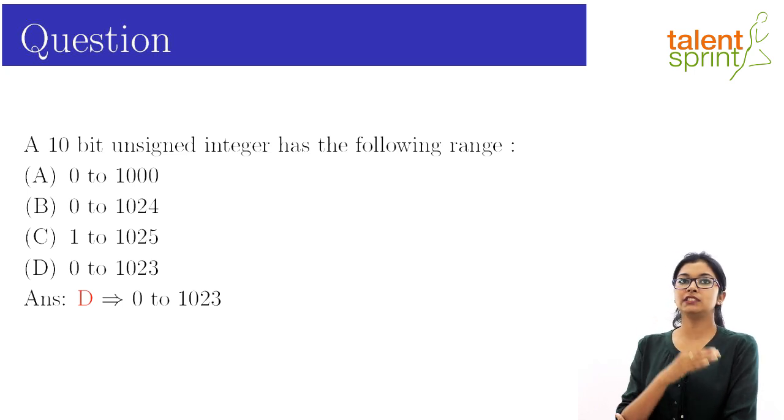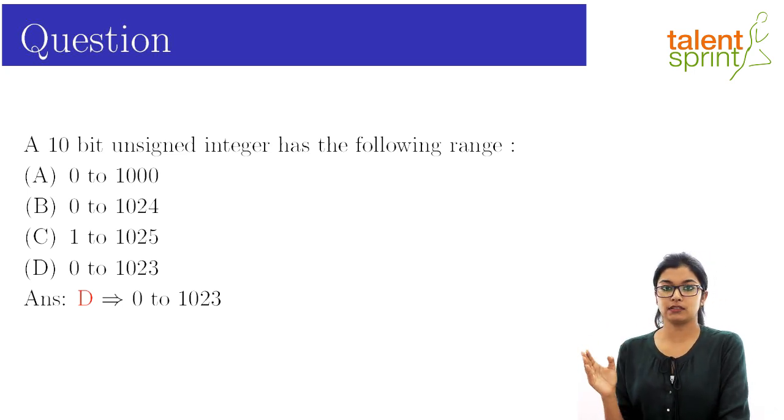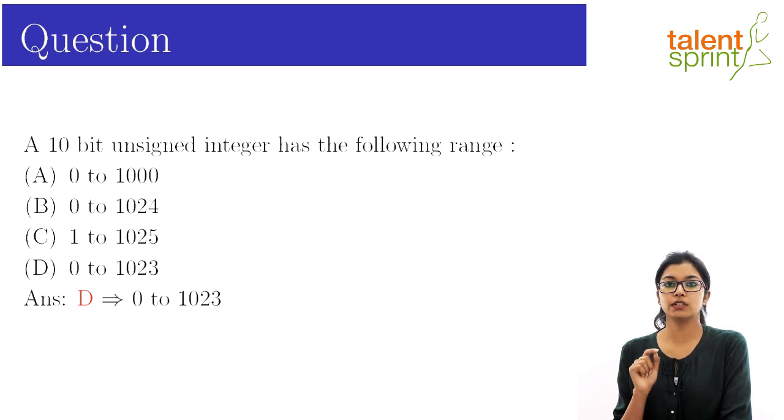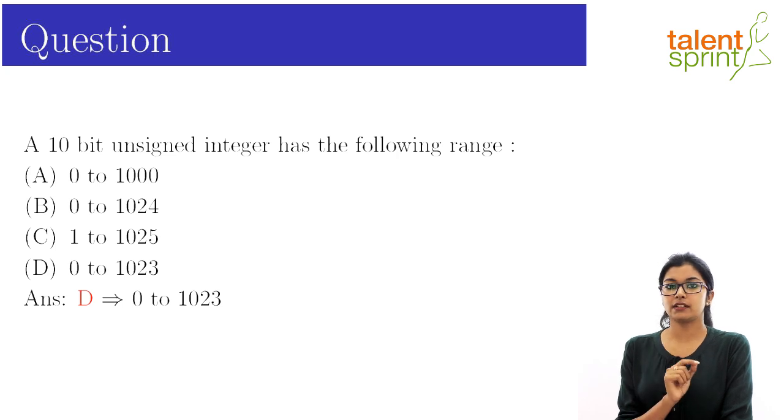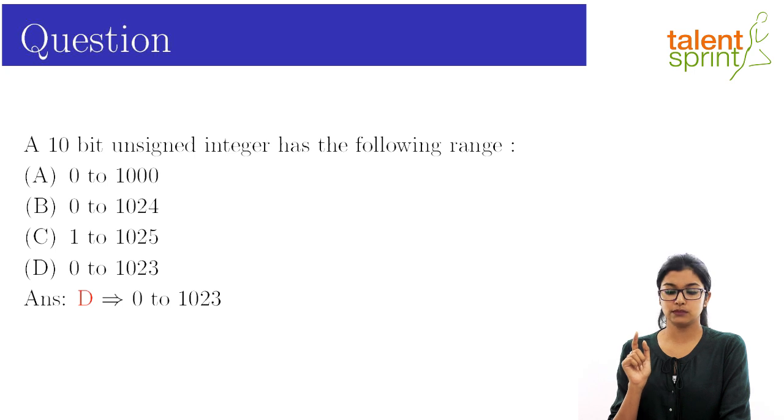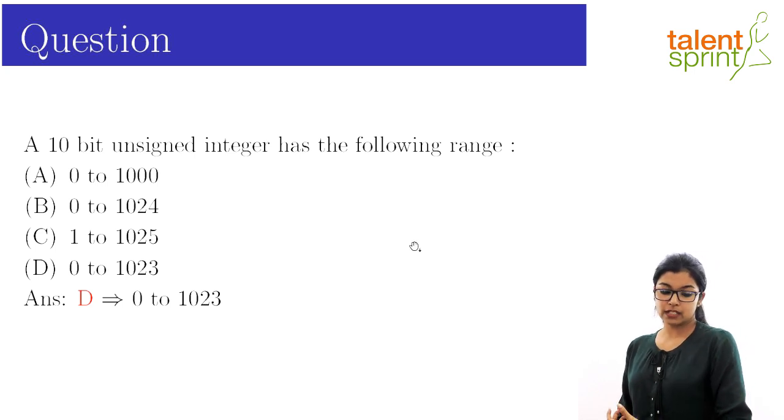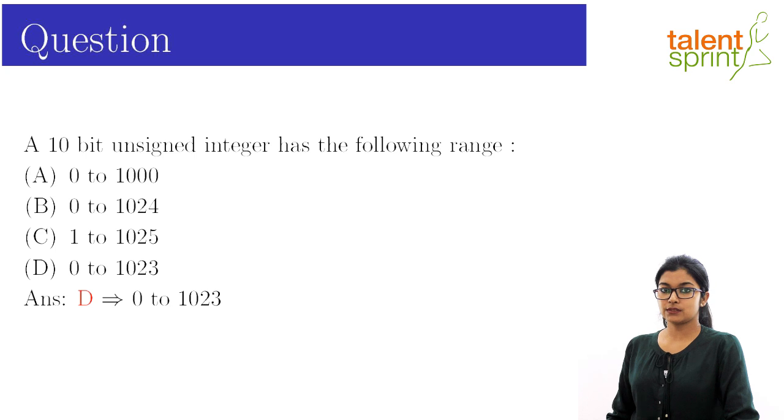Since we are talking from 0, we subtract 1. So remember the formula, 2 to the power k minus 1. So k bits represent numbers from 0 to 2 to the power k minus 1. Alright. So when you do that, 2 to the power 10 is 1024, minus 1 comes out to be 1023.